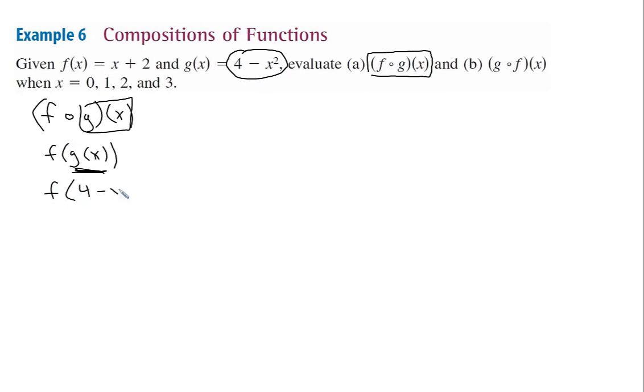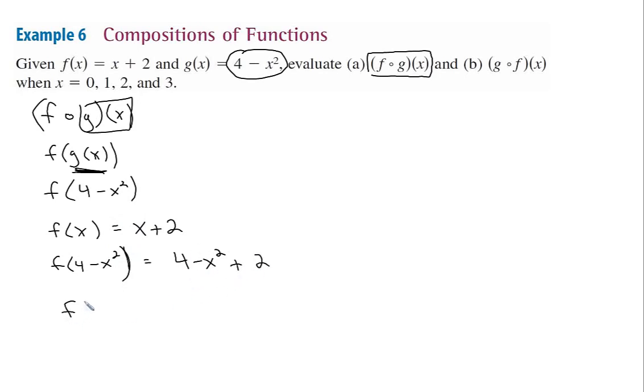So let's plug that in. 4 minus x squared. Now in the f function, we're going to plug in 4 minus x squared. So f of x is equal to x plus 2. Since we are finding f of 4 minus x squared, wherever there's an x, we just replace it with this. So we're going to end up with 4 minus x squared plus 2. And then just simplify that. So f of 4 minus x squared is equal to negative x squared plus 6.